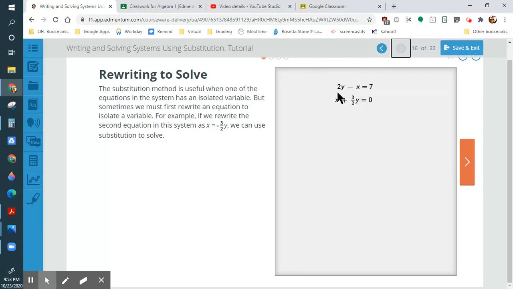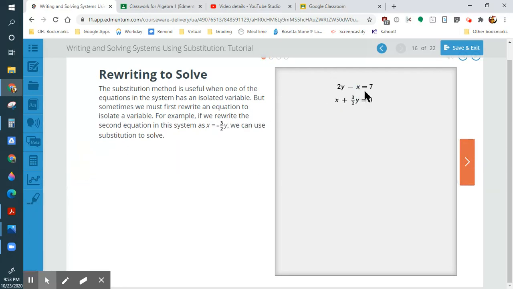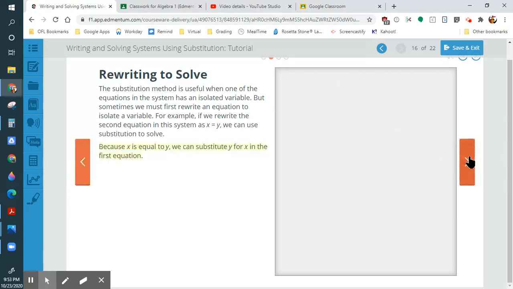It doesn't help us because there's not a specific x equals or y equals where we can just substitute it in. So we're going to have to rewrite this. So let's see. I'm tired of showing the work and then Edmentum's like, here's the work. So what they're going to do here is take this equation and solve for x.